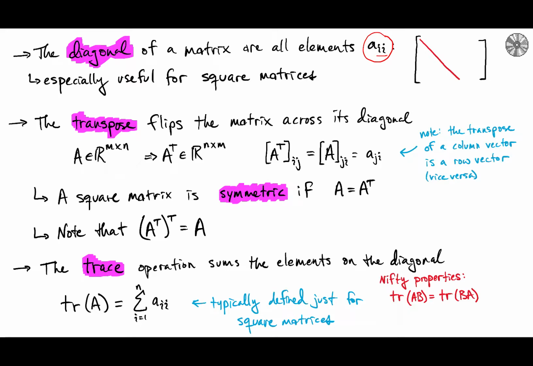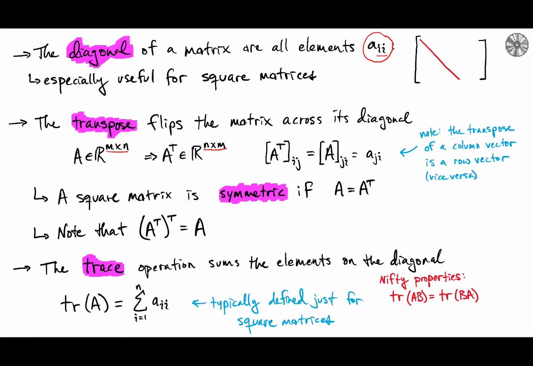The transpose is an operation that flips the matrix over the diagonal, and so this is one case where you might define diagonal even for a rectangular matrix. If the original A matrix is m by n, then the resulting matrix is n by m, and so you can just think about that as the ijth element of the transpose is the jith element of the original matrix, and so we're just switching the role of row and column.